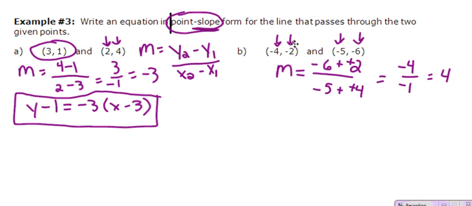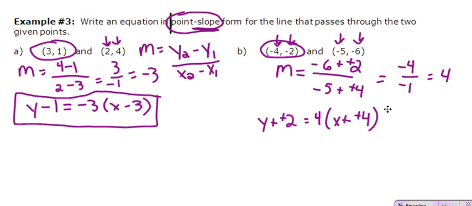Now I'm ready to write in point-slope form. I'm going to pick the first point and I'm going to write it out. y minus negative 2 equals a slope, so 4 times x minus negative 4. Notice that the y's go together on the left, the x's go together on the right. Minus negatives make plus positives, so we fix that, and there's my answer.